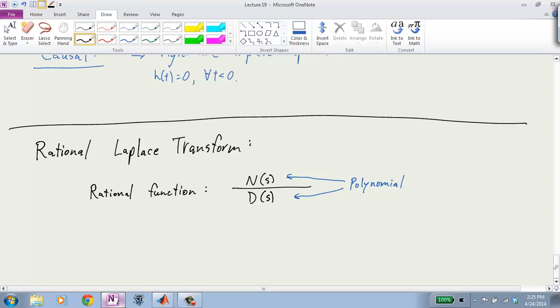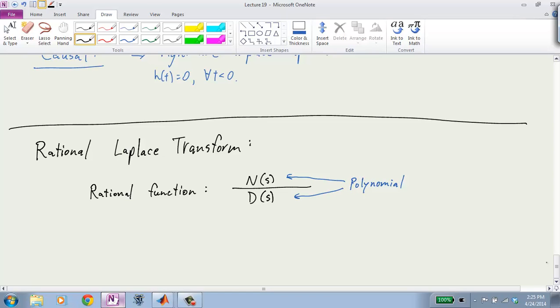You'll see why. We may or may not have time today, but we'll be able to see why this is so important and why we care about this class of functions. For a lot of control theory, this is all you ever worry about. It's rational Laplace transforms.